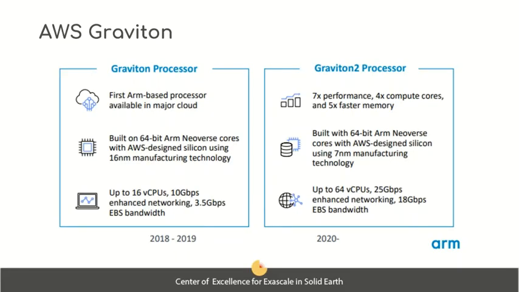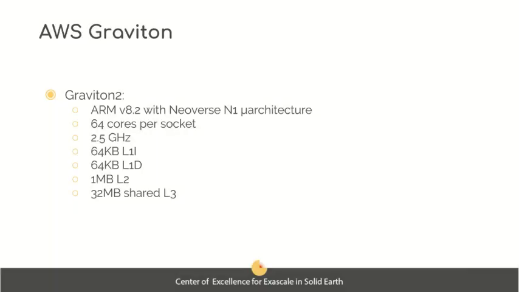There is also AWS with the Graviton processor. Currently we have access to Graviton 2, which is an ARM v8.2 processor based on the Neoverse N1 ARM microarchitecture. On this side you can see a few characteristics of this processor, which is not really easy to have. There is not very strong communication on it.